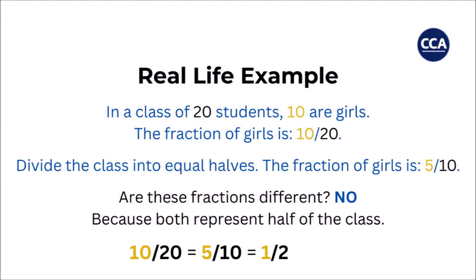In simple words, 10 over 20 is equal to 5 over 10, and it is also equal to 1 over 2. As a result, all of these represent the same ratio, that is, 1 to 2. We changed the numbers, but the proportion stayed the same. That is equivalent fractions in real life. This happens simply because we are either multiplying or dividing the numerator and the denominator by the same number.